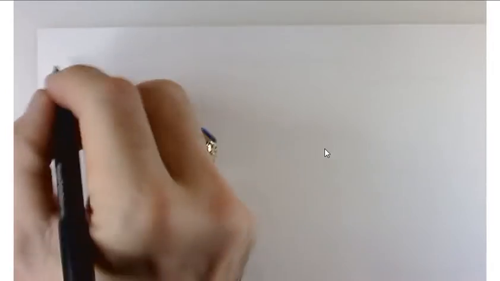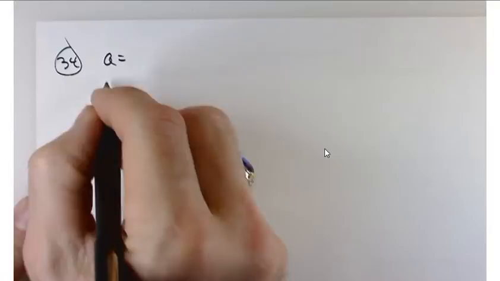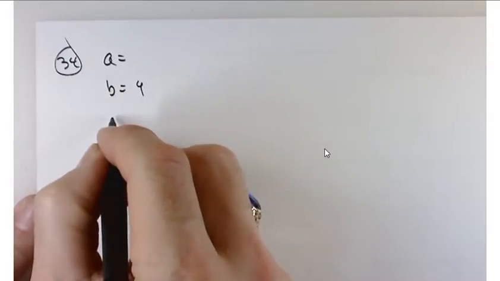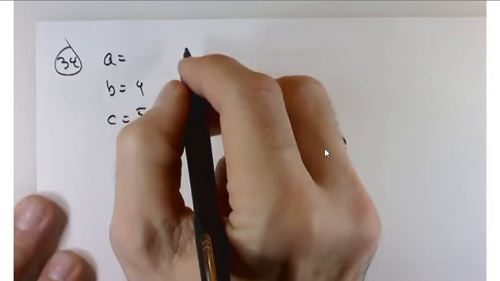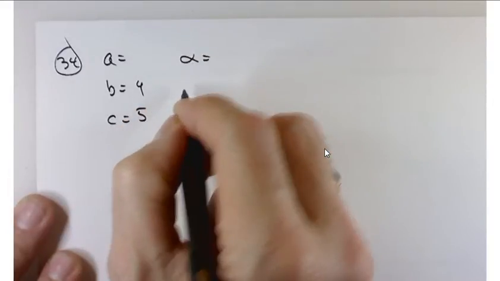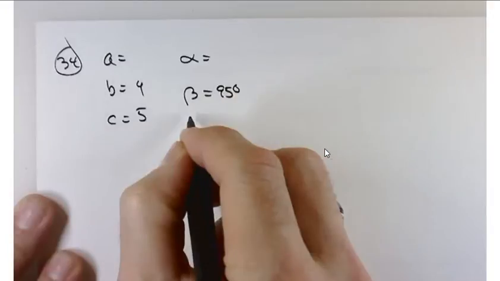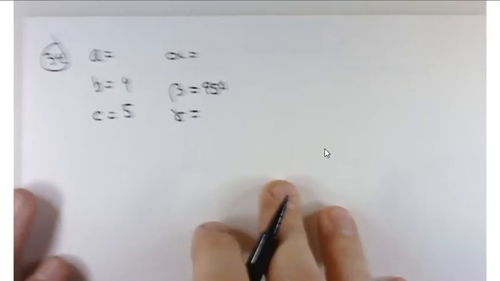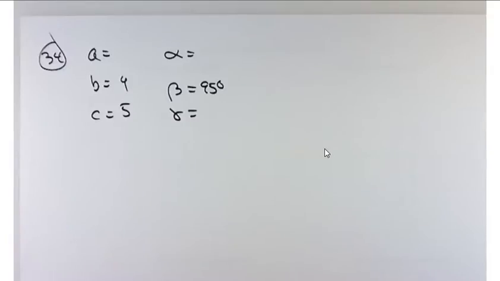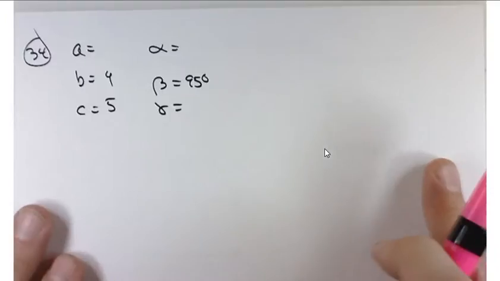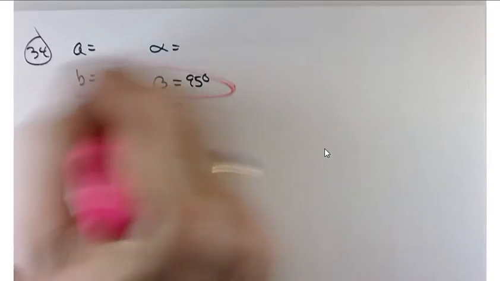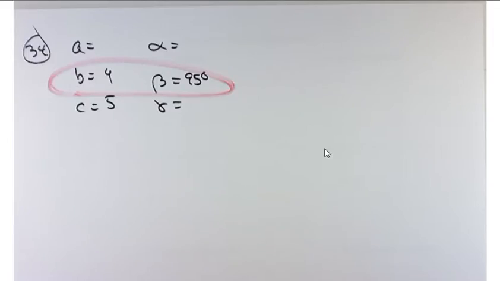Okay, problem 34. A is unknown, B is 4, C is 5, alpha is unknown, beta is 95, and gamma is unknown. But at least we have enough to get started. We can start by setting up the law of sines with this angle and its opposite side. So set up the law of sines and see if you can solve for gamma. Get a little ways on that. I'll walk around.